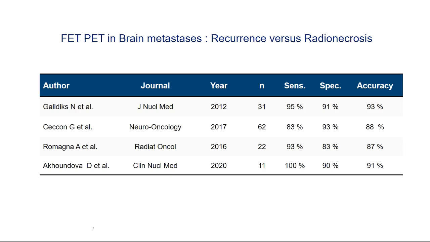The number of studies that examined the diagnostic accuracy of FET PET in the differentiation of tumor recurrences and post-therapeutic changes in patients with brain metastases is still limited, but similar to the findings with recurrent gliomas, high accuracy between 80 and 90% has been reported, which is again superior to conventional MRI.